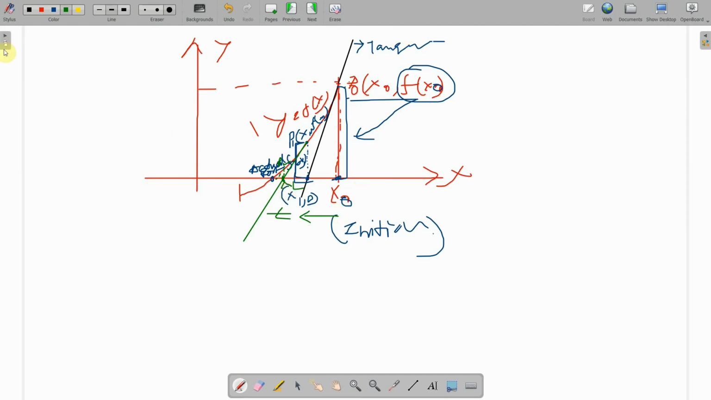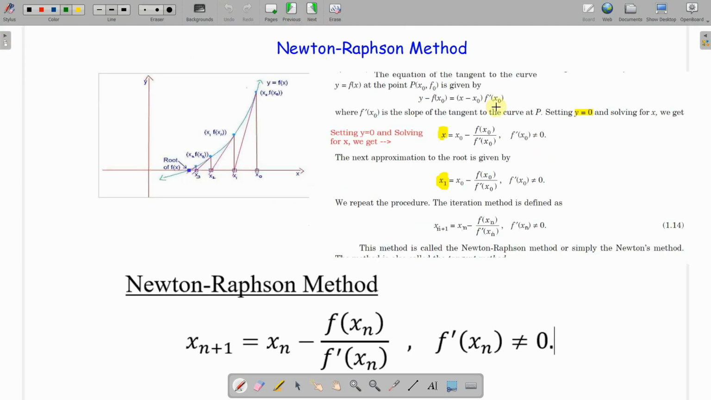So if you see the Newton-Raphson method, the equation of the tangent, is this visible to everyone? Yes, sir. So the equation of the tangent, write this down. The equation of the tangent to the curve y equals fx at point p, x0, fx0, is given by y minus fx0 equals x minus x0 times f dash x0.